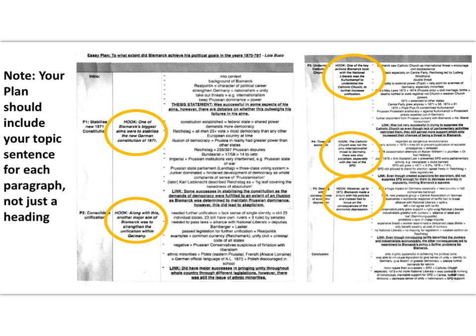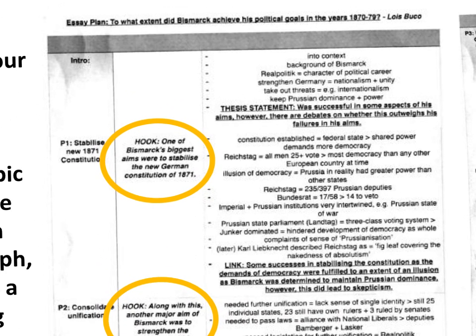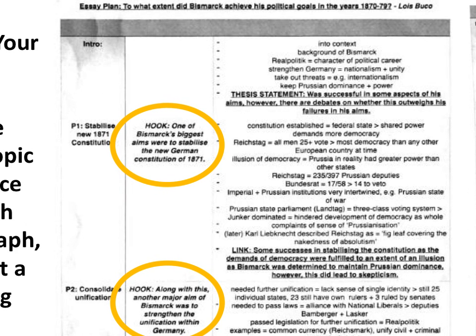This is an example of one I've scanned from a previous student. It's a well-structured plan. It's exactly this question about Bismarck's political goals. And as you can see, this particular plan has the approach of a building block. In this particular case, it's stabilised in the 1871 Constitution. The candidate then actually writes out the topic sentence, and this candidate has called it the hook. It's just another word for topic sentence.